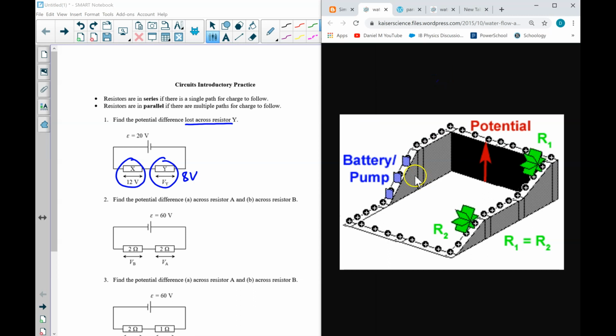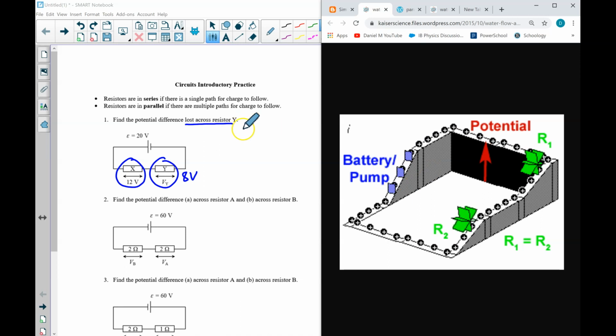That makes sense if you consider the falling ball analogy. So here's the battery. It pumps up those charges, giving them energy. They lose some of their energy here. They lose the rest here. And if you add it up, it has to equal how much they gained at the beginning.